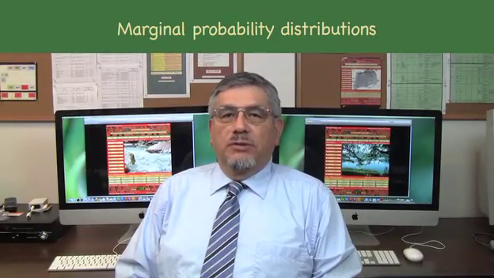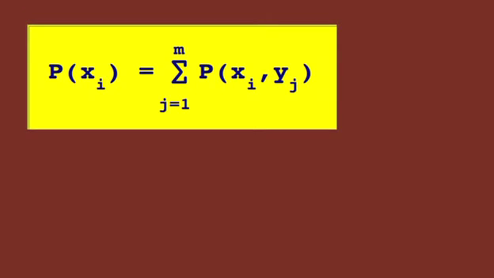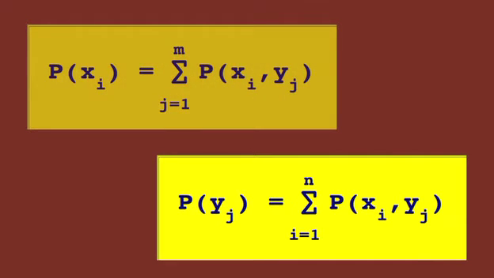Marginal probability distributions are obtained by summing up p of x sub i and y sub j over all values of one of the variables, for instance, x. The resulting marginal distribution is the probability distribution of the other variable, in this case y, without regard to x. Marginal distributions are univariate distributions obtained from bivariate distributions. In statistical notation, the marginal probability distribution of x is shown. Likewise, the marginal distribution of y is shown.